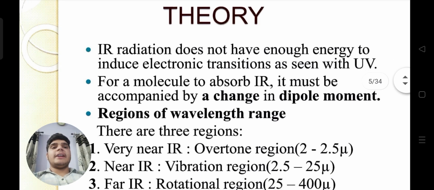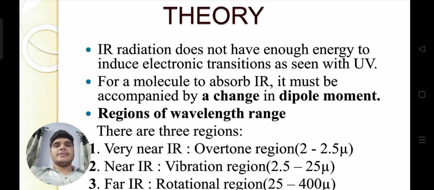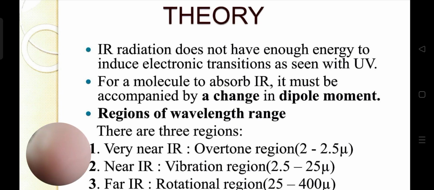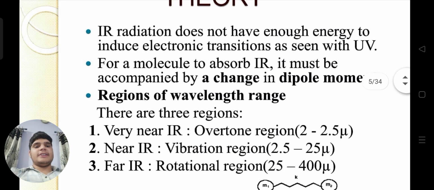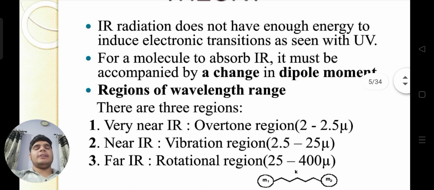Infrared radiation does not have enough energy to induce electronic transitions as seen with UV, that is ultraviolet radiations. For a molecule to absorb infrared radiations, it must be accompanied by a change in the dipole moment. Regions of the wavelength range: there are three regions as we have already seen in the upper part.